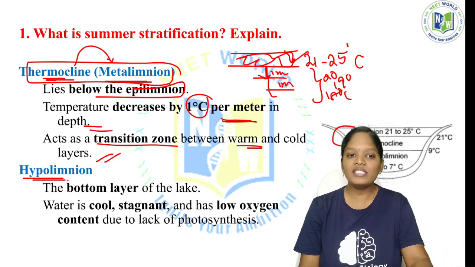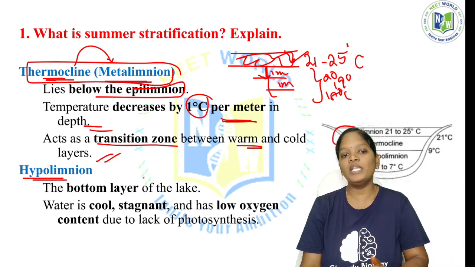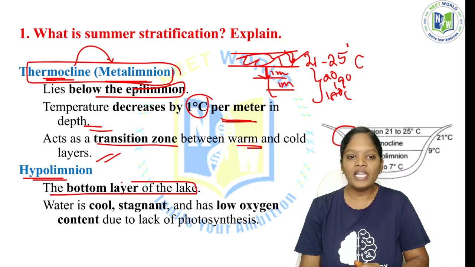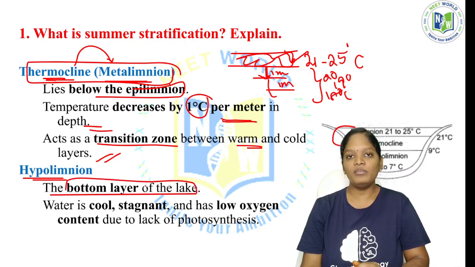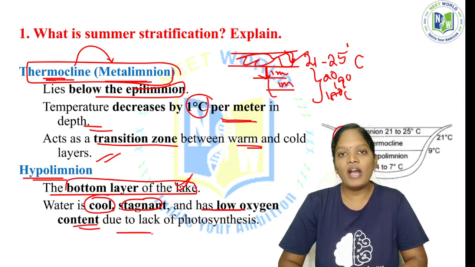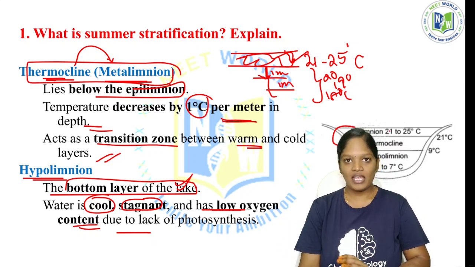Now after that, this is the hypolimnion layer. This is the layer present below the thermocline layer, the bottom layer of the lake. This water is very cool, stagnant, and has low oxygen content due to the lack of photosynthesis. You have to note one point very clearly. This upper layer is the epilimnion.